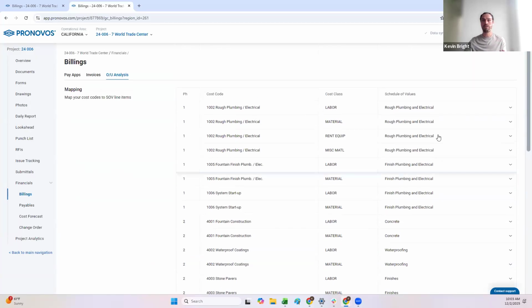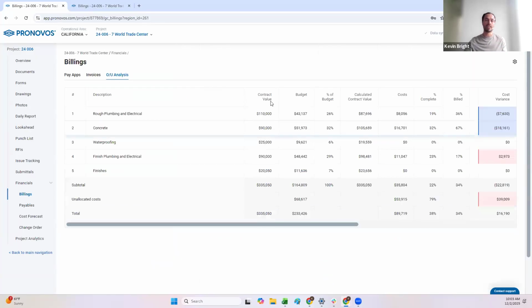So once you have each of these values mapped, what you'll then see if I go back to this here is my schedule of value number, the description, and the contract value that I've set up for that schedule of value. And now that I've mapped each of my budget line items to a schedule of value, I can see the budget I have associated with each specific line item and the percent of the total budget it makes up. So for rough plumbing and electrical, even though my contract value is $110,000, what I've actually mapped in terms of my budget is $43,000, which is 26% of the total budget that I've mapped. So you can start to tie that budget to that contract value.